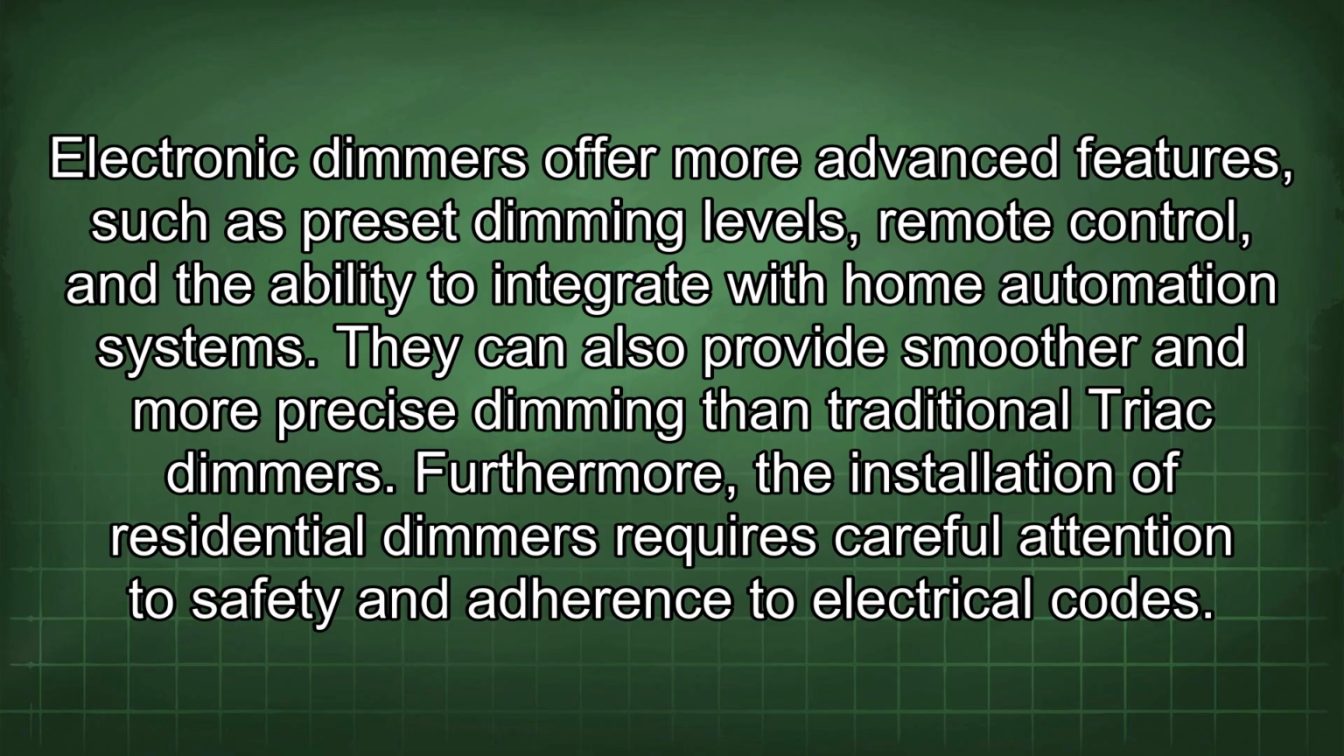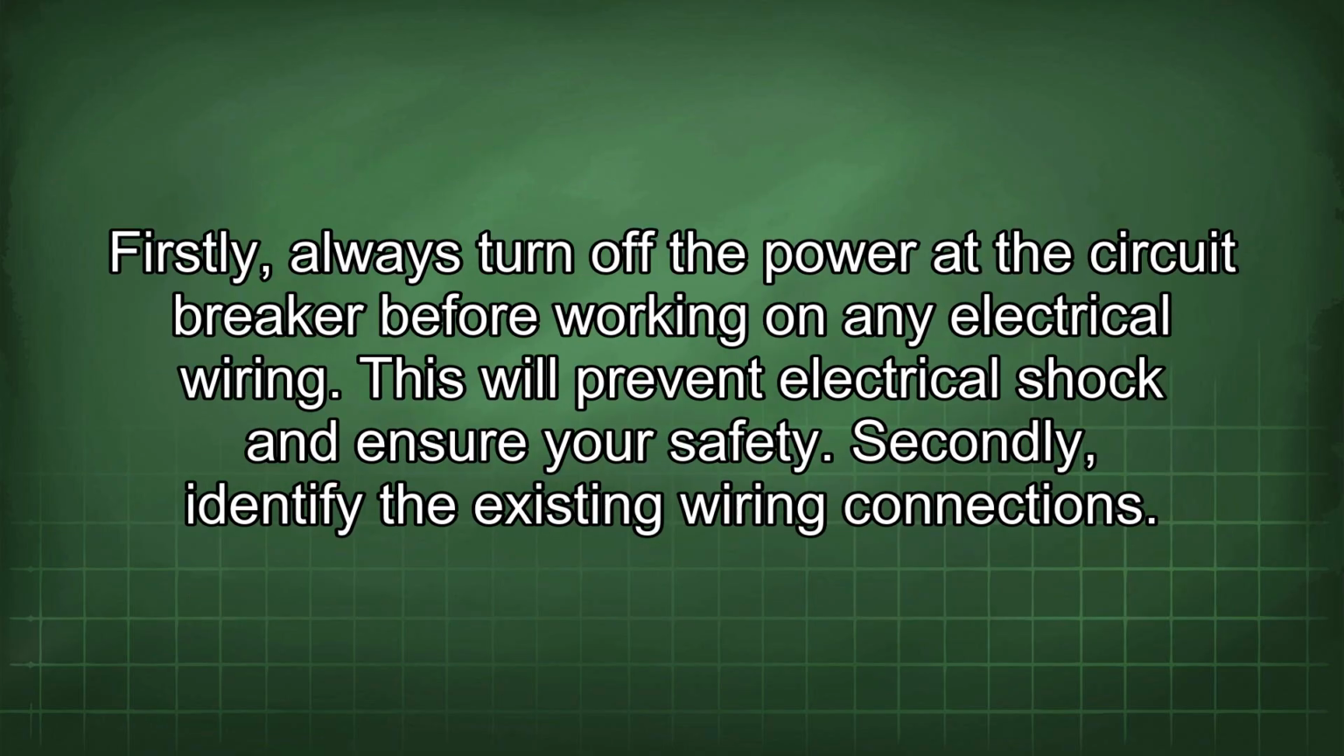Furthermore, the installation of residential dimmers requires careful attention to safety and adherence to electrical codes. Firstly, always turn off the power at the circuit breaker before working on any electrical wiring. This will prevent electrical shock and ensure your safety. Secondly, identify the existing wiring connections.